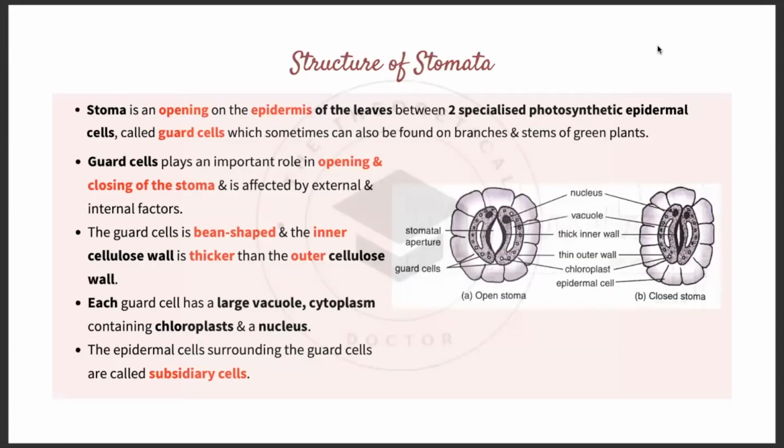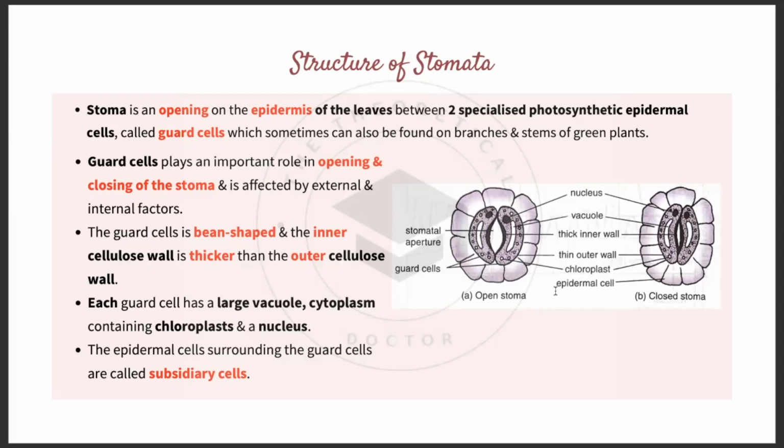Structure of the stomata. Before we know the functions, we need to know the structure. A stoma, this part here, is an opening on the epidermis of the leaves between two specialized, photosynthetic epidermal cells called the guard cells. This is one guard cell, this is the second one, two guard cells, which sometimes can be found on branches and stems of green plants. These guard cells play an important role in the opening and closing of the stoma and are affected by external or internal factors, which I'll talk about later.